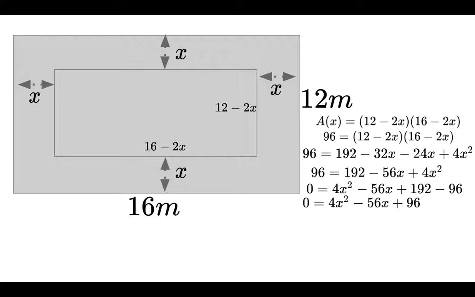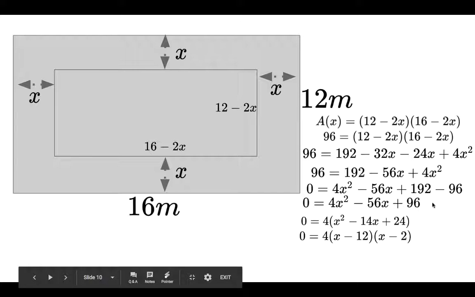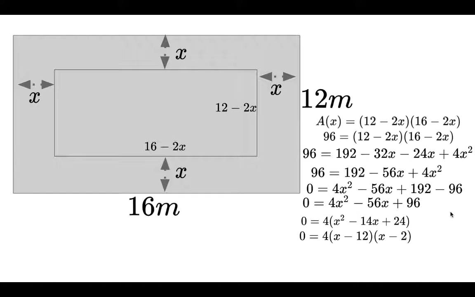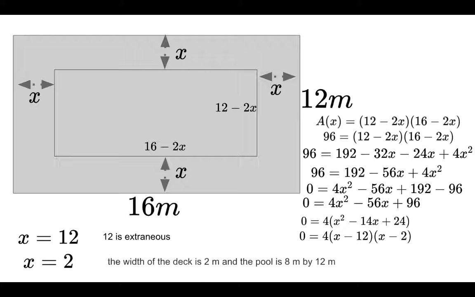I wouldn't jump to the quadratic formula right away. Actually notice that a 4 will come out, and then it factors nicely, x minus 12, x minus 2. But in a real world situation, it rarely factors nicely, so you might have to use the quadratic formula. And so the answers are 12 and 2, but the only one that actually works is 2, because 12 just doesn't make sense. This whole thing is 12, so we can't take away 12 on both sides.